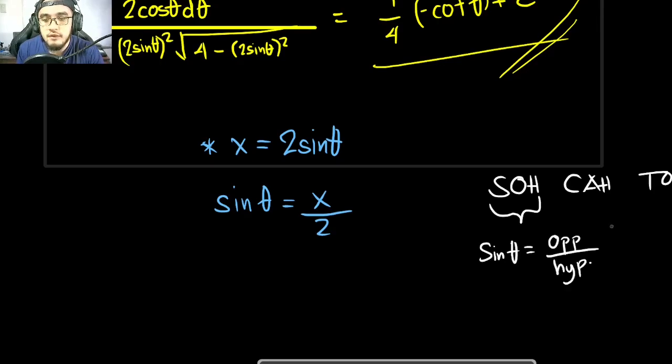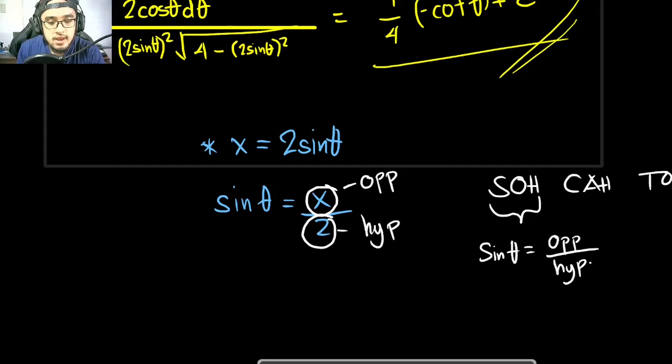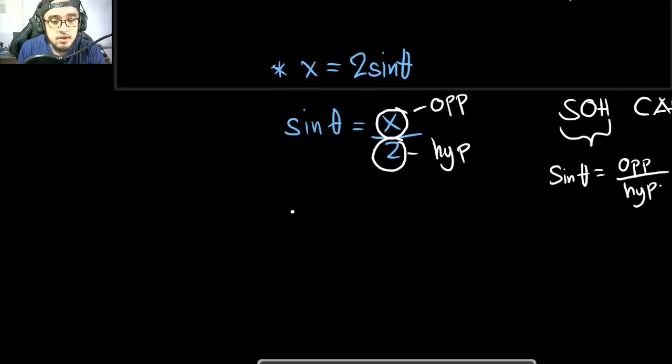So referring to this relation right here, it means that in a given right triangle, this is to be your opposite side, and this one right here is to be your hypotenuse. So if we are to draw a triangle right here, this is to be your triangle, and let's say that this is your angle theta. The hypotenuse is equal to 2, and the opposite side is equal to x.